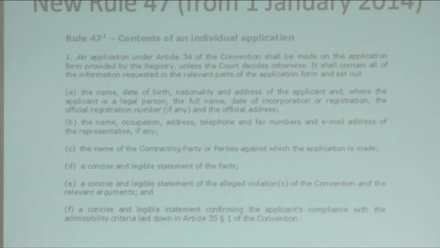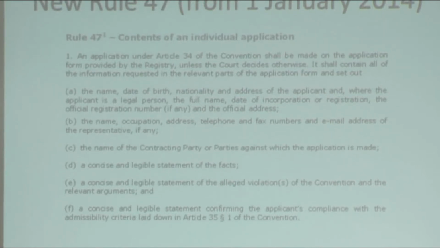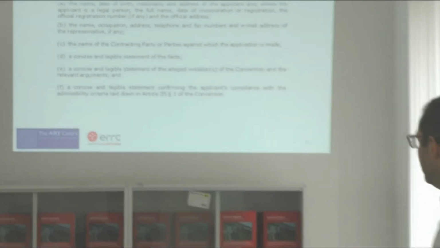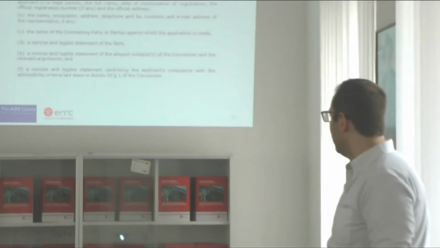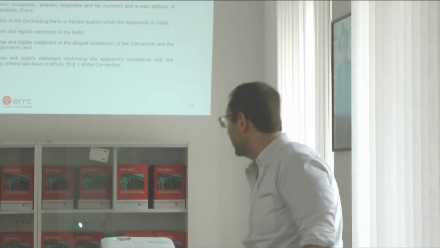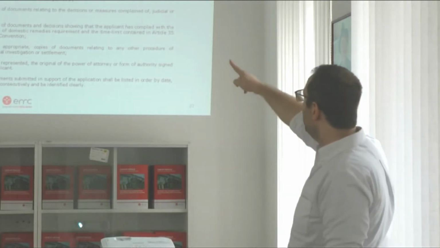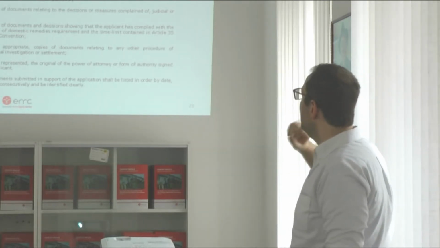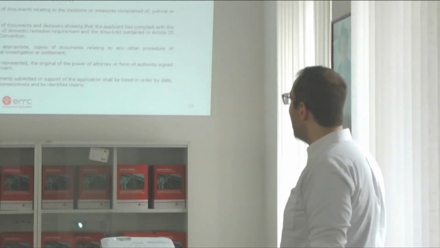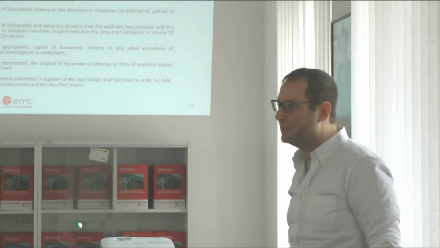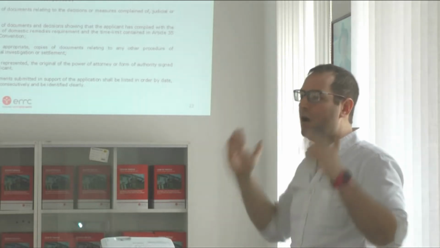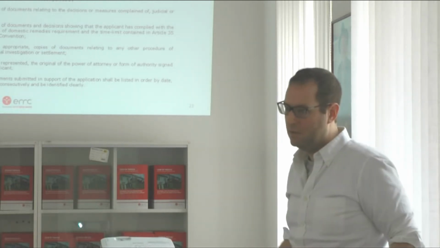You need to give the name of the contracting party, a concise and legible statement of facts. So if it's scribbles that are not understandable, the thing can be tossed in the bin. And a concise and legible statement confirming the applicant's compliance with the admissibility criteria laid down in Article 35(1) of the Convention. All of the information referred to above should be sufficient to enable the court to determine the nature and scope of the application without recourse to any other document. That's what a complete application consists of. The whole thing should be clear from what's in the form.